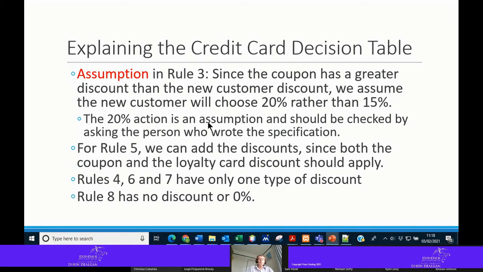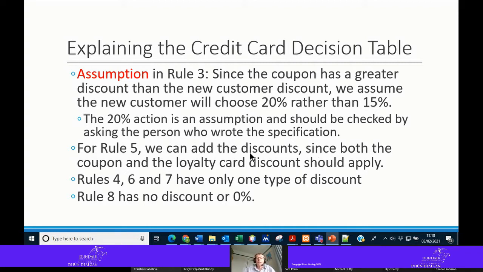That is an assumption we're making. So we should check that by asking the person who wrote the specification. Okay. Seeing as how it's probably banks and credit cards, they'll probably force you to take the 15%, but that's probably not the case.